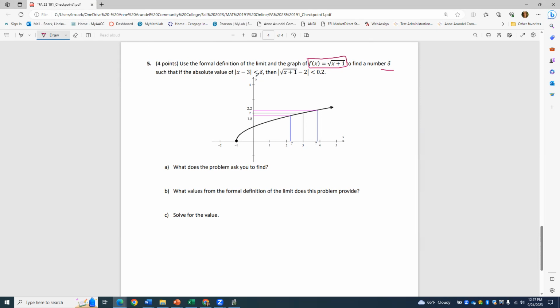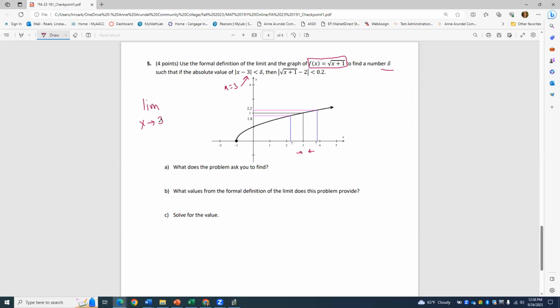It says the absolute value of x minus 3 is less than delta. This is just piece for piece from the formal definition of the limit. Whenever you see x and delta, especially something like x minus 3, what they're telling you is that a equals 3. All that means is that our limit is approaching 3 from the left and the right. So you could rewrite this as the limit as x approaches 3.